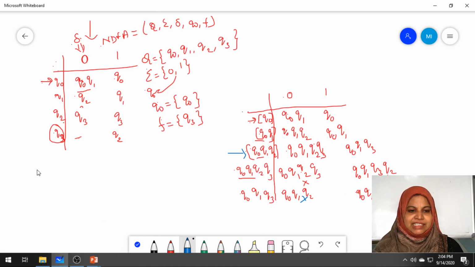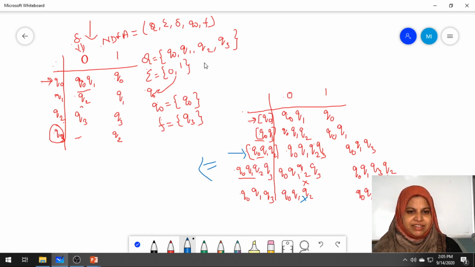Now, we have to draw the transition diagram for this one. How do we draw this transition diagram? Check this one. How many states are there? q0, q0 q1, q0 q1 q2, q0 q1 q2 q3, q0 q1 q3.